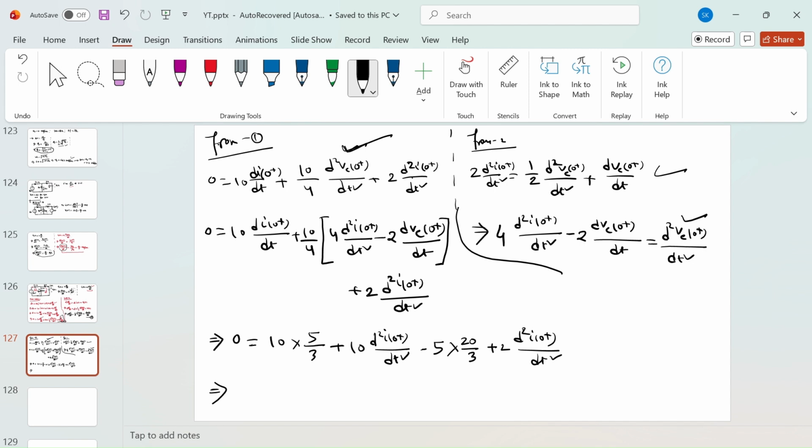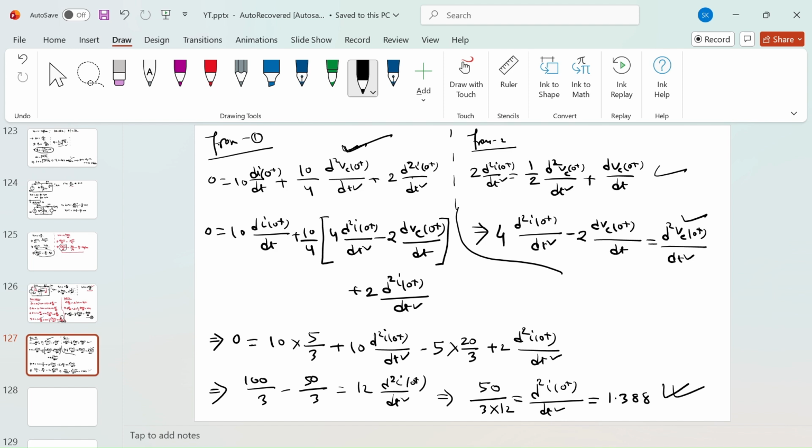So what will you get? You will get 100 by 3 minus 50 by 3 is equal to 12 d2i by dt square at 0 plus. So we'll get 50 by 3 into 12 is equal to d2i(0+) by dt square. If you just calculate this, 50 by 3 into 12, you will get 1.388. So yeah.